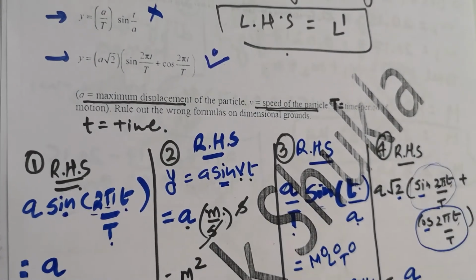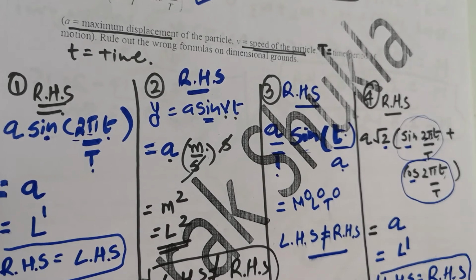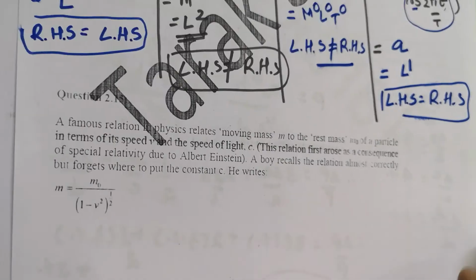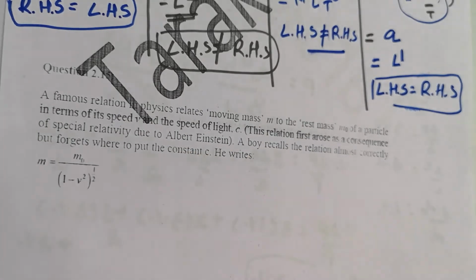So how can you calculate? I have just shown you the method. This is the ideal method. With the help of this method, you can find out which formulas are true or wrong. So have a practice of this one. Example number 2.15 is a very curiosity type of example.